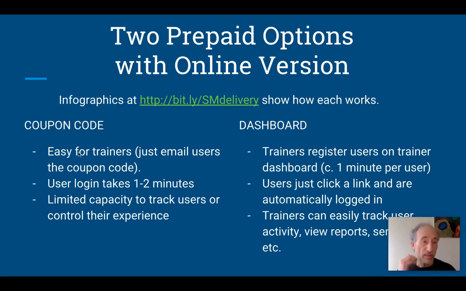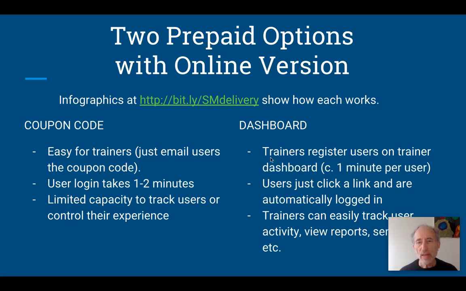That option is attractive for you as a trainer because it's easy. You don't have to do anything other than write that email and send it to your users, and they do everything else. However, we developed another pathway to the inventory because there are many trainers who have a different set of concerns. Some trainers want to be able to track who has used the inventory and who has not. They want to actually manage the user experience, and they want to make things as easy as possible for their users. So the dashboard option is different.